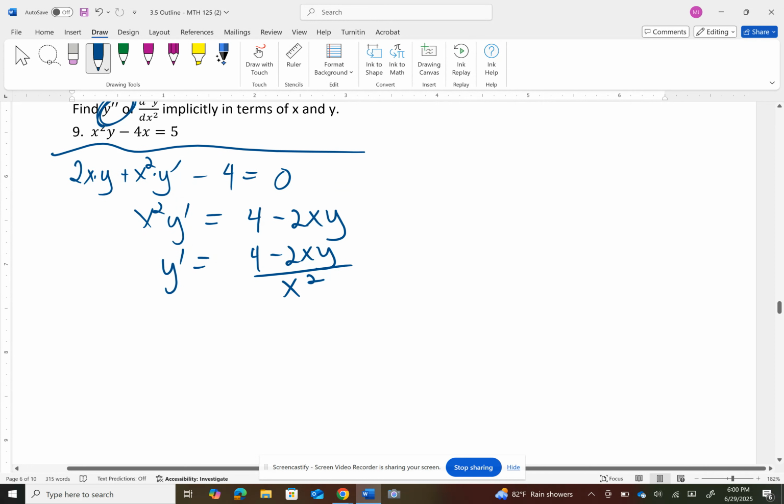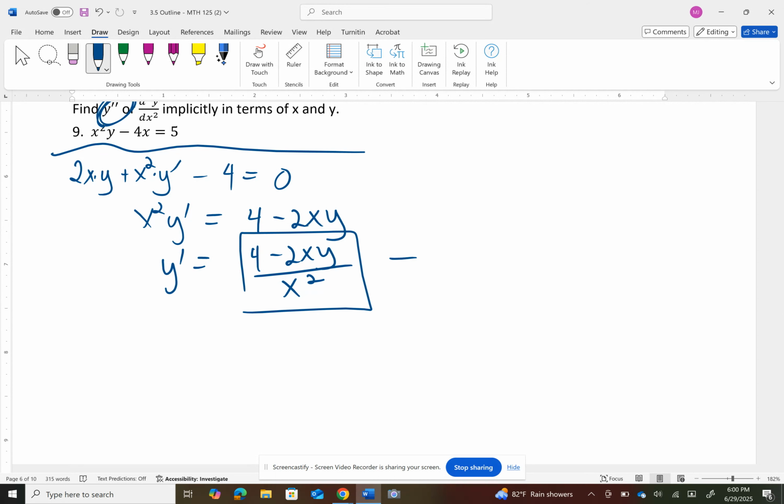Now, at this point, you could do the derivative, you're trying to get a second derivative. So you could do the second derivative from there, right? And just use the quotient rule on this right here. So that's an option. But I know what I like to do, so I want to share it with you.